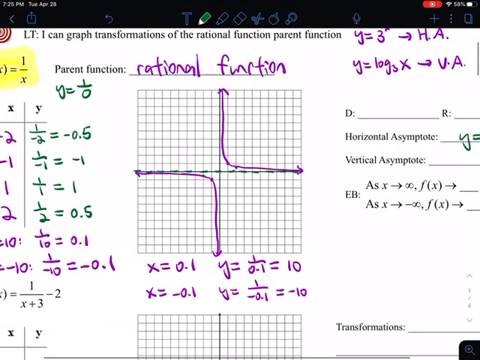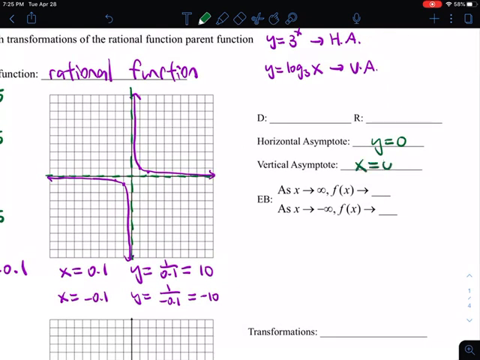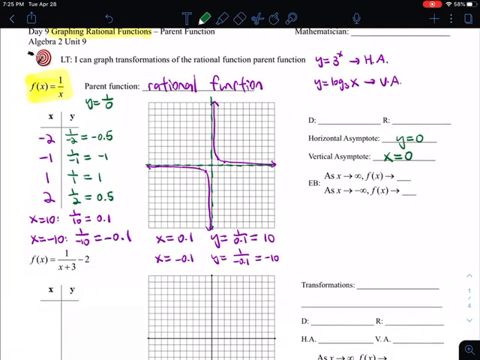It's going to be the y-axis, so this dotted line right over here, and that's going to be the line x equals 0. Okay, so now you see what I mean when I say that these functions are kind of difficult to graph. It's because there's kind of two parts to the graph, right? We have a purple part right over here in the first quadrant, and then we have it in the third quadrant down here. So it's kind of two pieces to the graph, and there are also two asymptotes. Okay, so let's go ahead and find the rest of our key features.